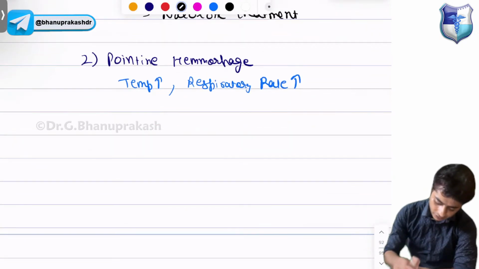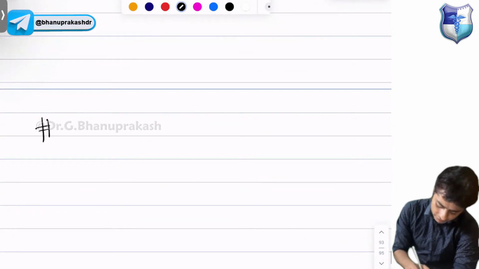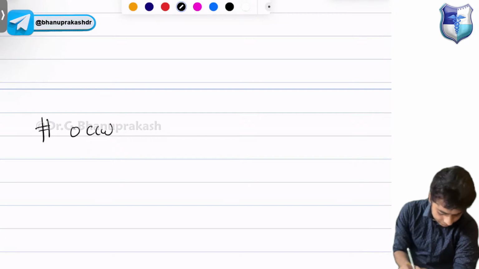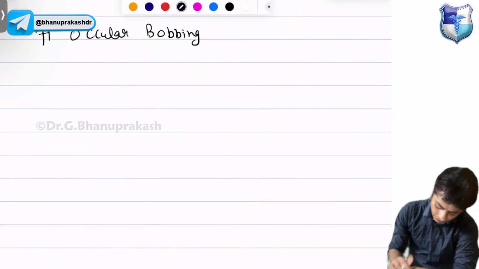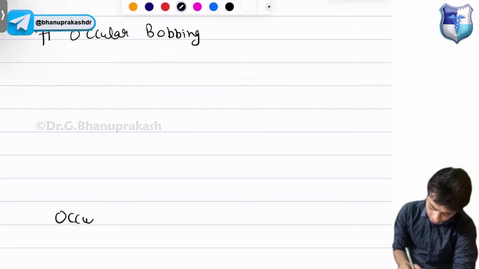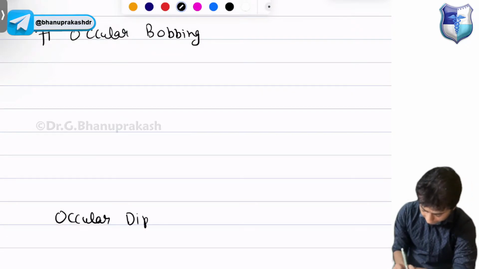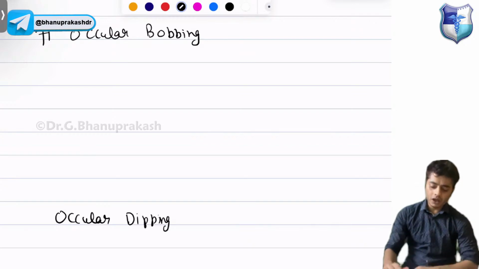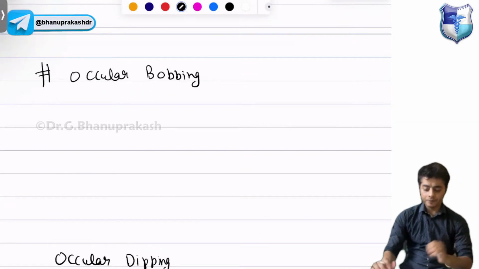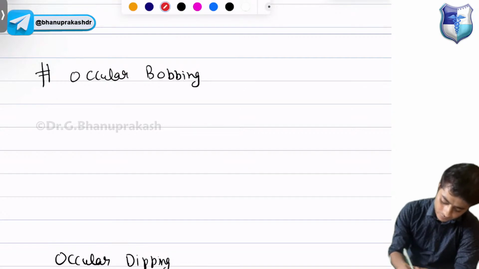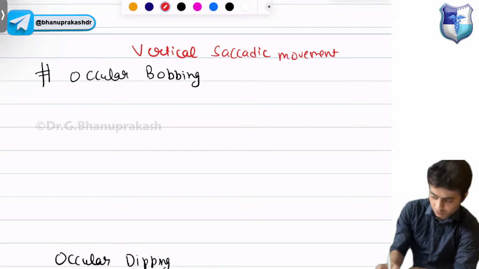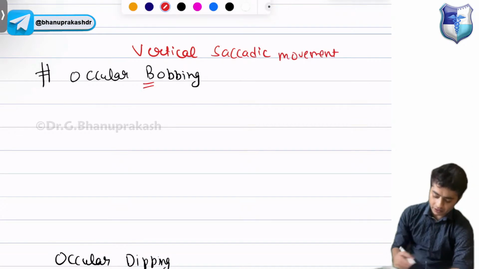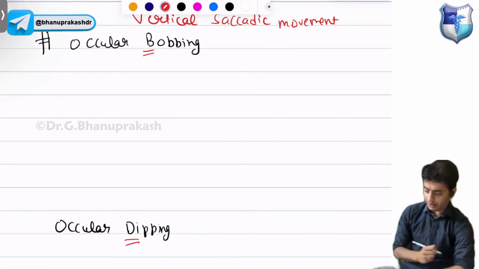Next comes your other concept of ocular bobbing, and the other concept is ocular dipping. So ocular bobbing and ocular dipping are your vertical saccadic movements. So what happens in ocular bobbing? B for bobbing and D for dipping.